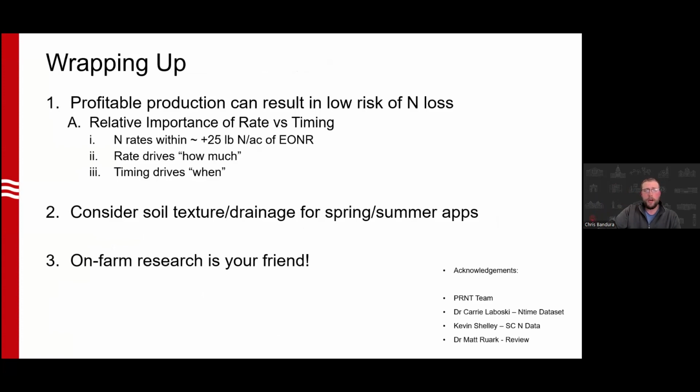And to wrap up, key takeaways from the data we looked at today. So profitable production can result in low risk of N loss, right? Where we showed using that residual soil nitrate as the indicator of N loss. If we're applying N rates within 25 to 30 pounds of EONR, not going over EONR by that much, we're doing a pretty good job from an environmental standpoint. And again, the rate is really going to drive how much we're losing, and timing is simply just affecting when we're losing it.